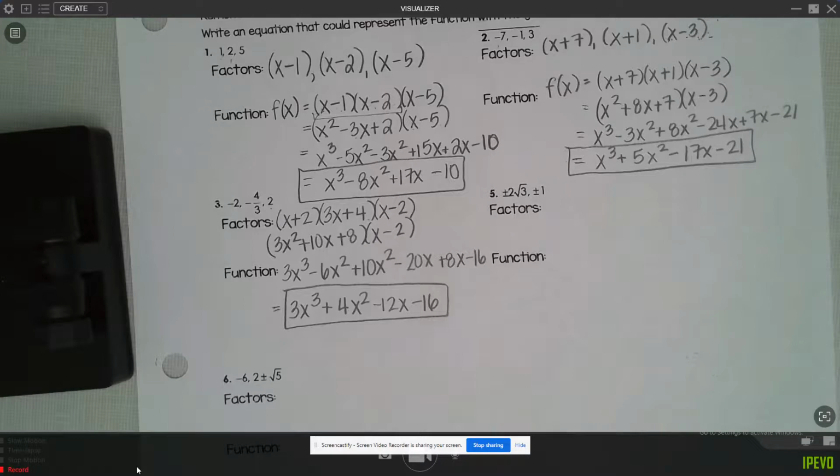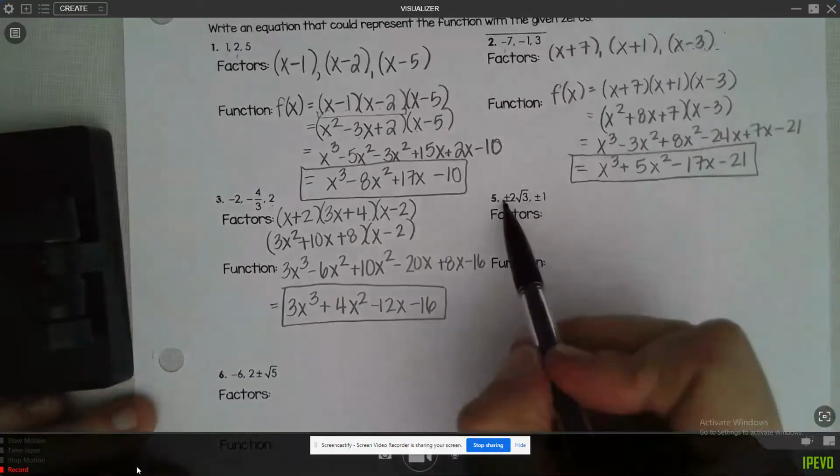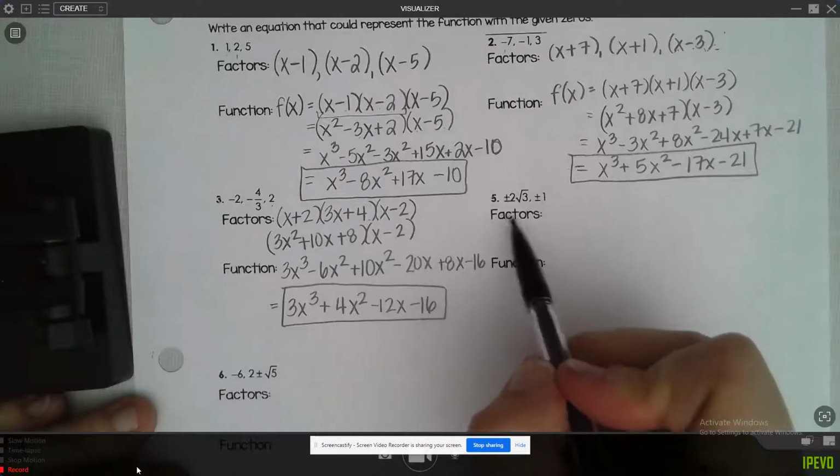All right, what's different on 5? We got square roots. Still list them as factors as we normally would. Now, you have 2 of them here. You have plus or minus 2 radical 3, right?